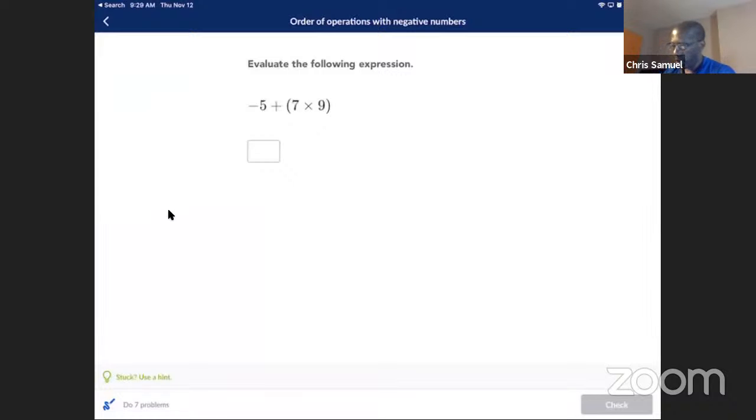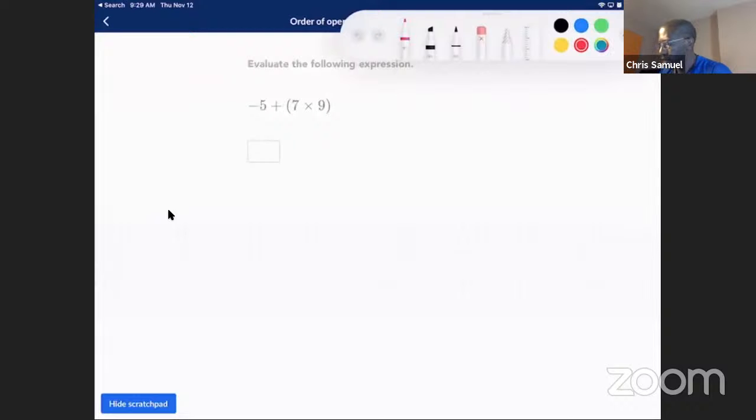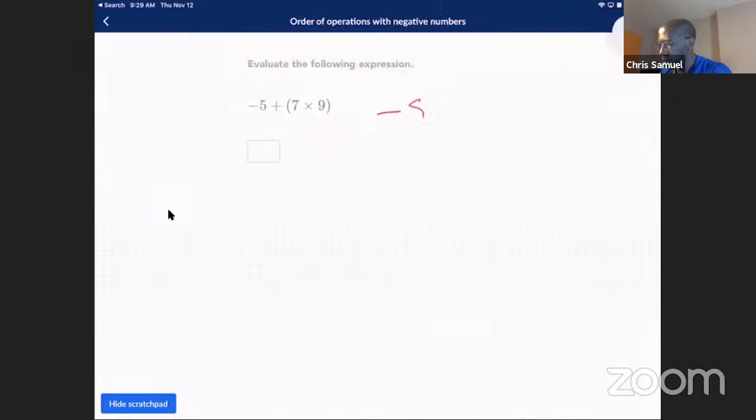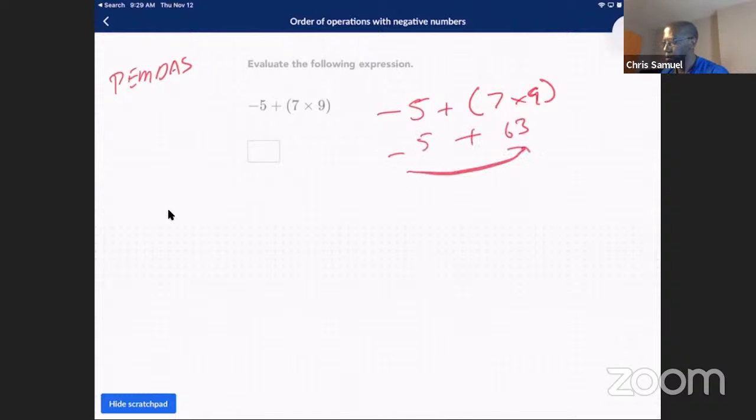All right, so what we got here is -5 plus 7 times 9. We have PEMDAS. So 7 times 9 is 63, plus -5 over here would take the 63 to 58. And so that'll be 58.